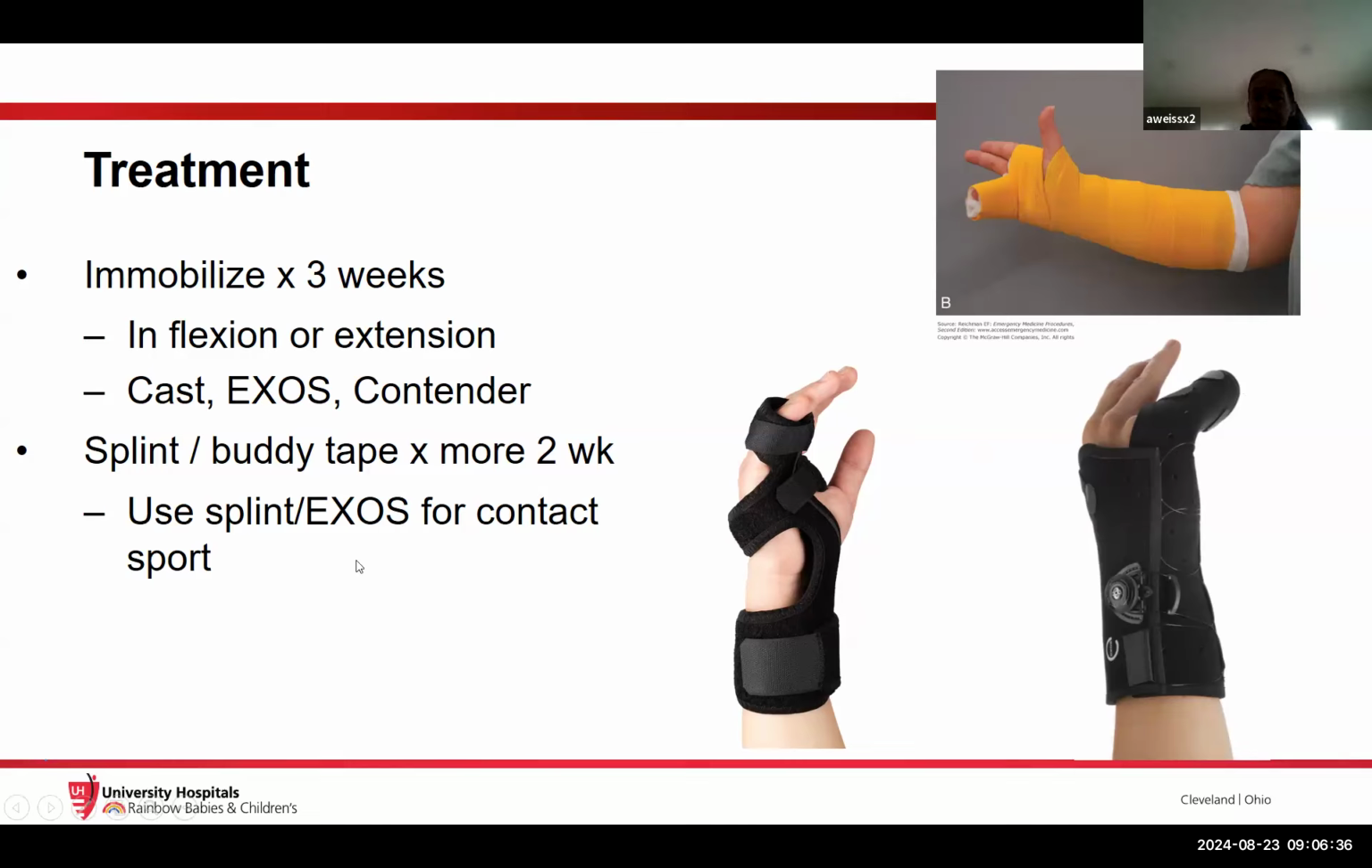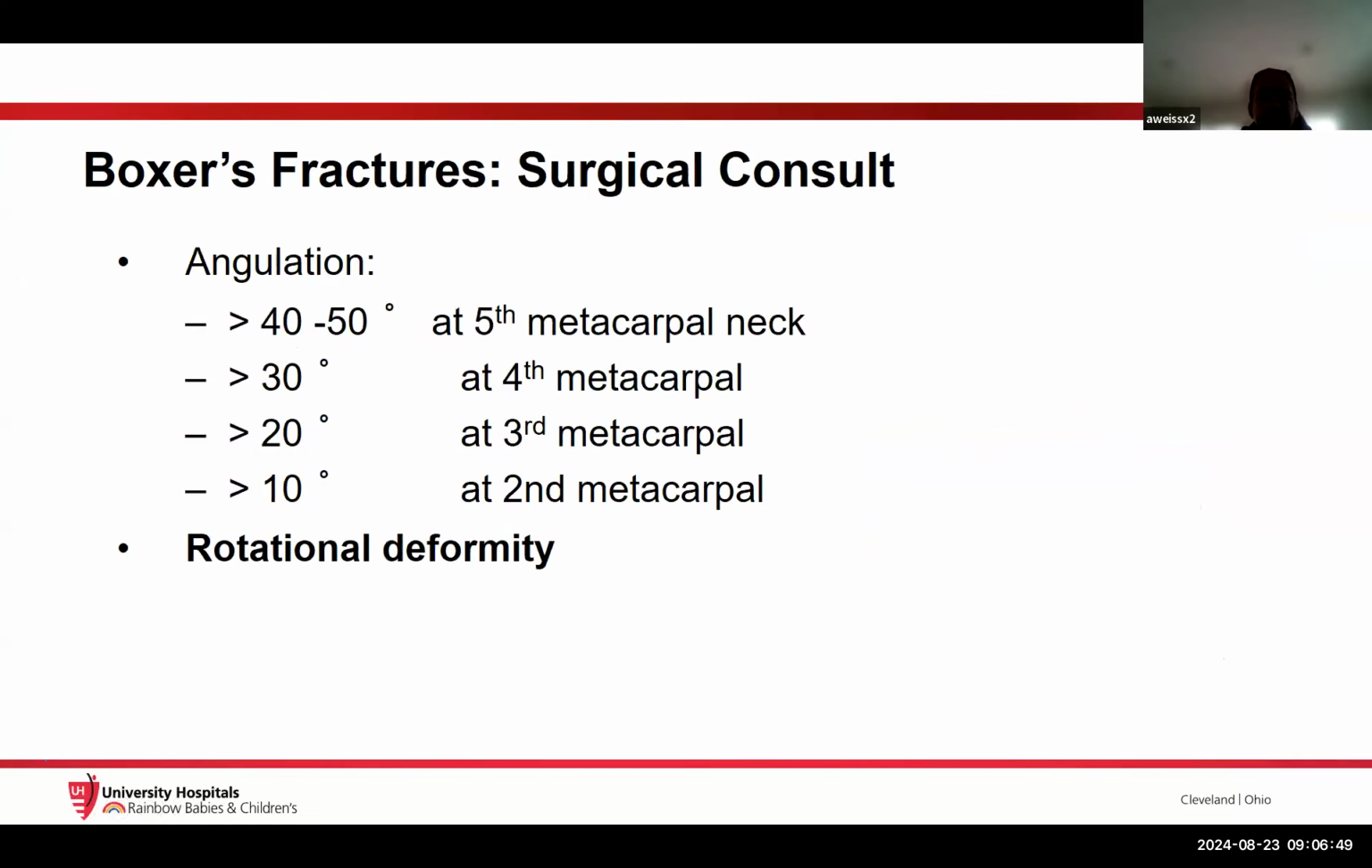And after 3 weeks or so, they're stable enough that they don't need to be in any of these splints all the time, but I'll keep them in it for contact sports until it doesn't hurt to run into people with the hand. So again, they still call them boxer fractures on other metacarpal necks.